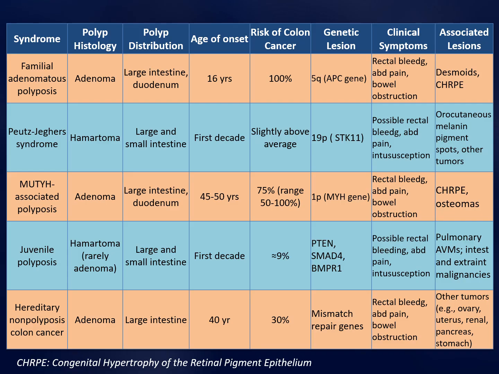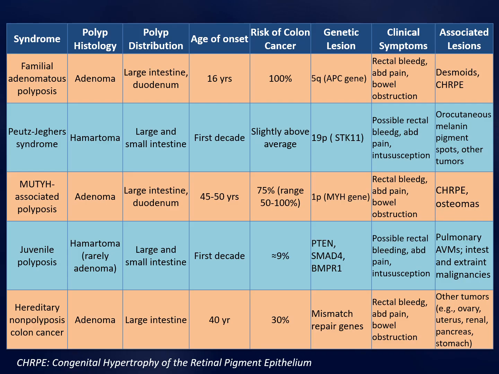Other syndromes: Peutz-Jeghers syndrome with the polyp type hamartoma, which might appear in the large and small intestine in the first decade of life, slightly above average risk of cancer, STK11 gene mutation. These patients have also associated lesions such as oropharyngeal melanin pigment spots and other tumors.